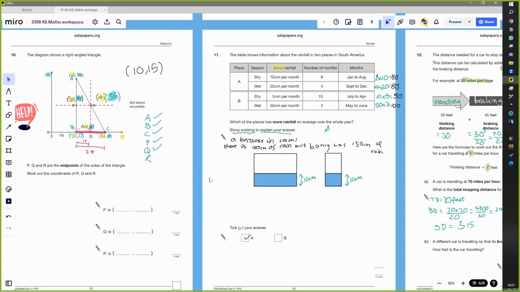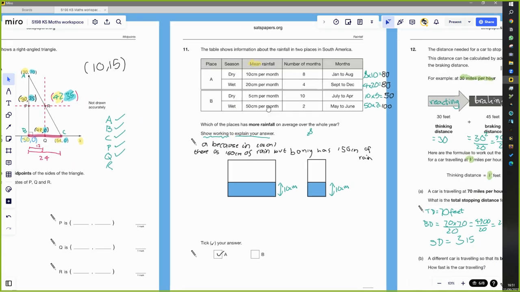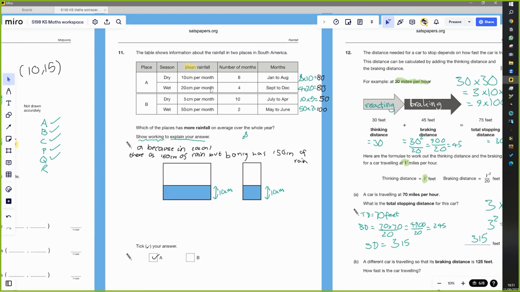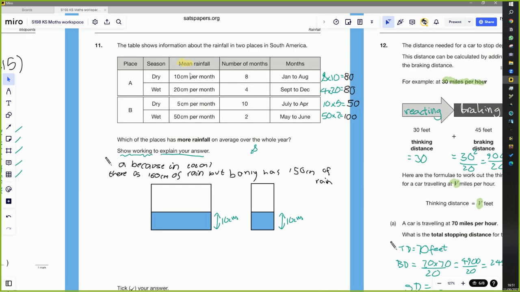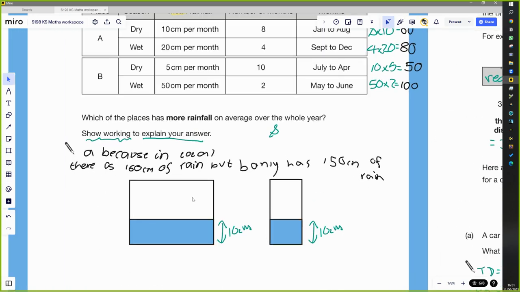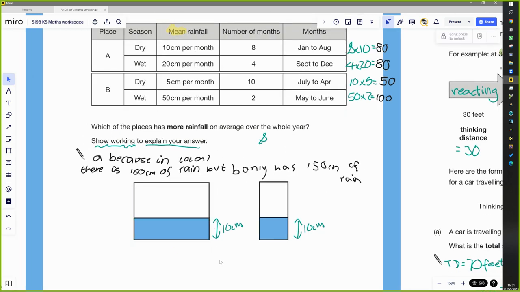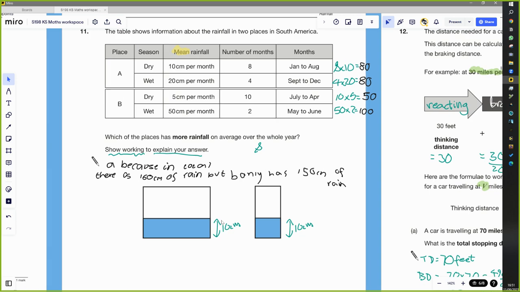Right, 11. We have a table here, and it's giving us the mean rainfall. Now, just to be clear, what does it mean, 10 centimeters a month? It means that if I had a container, sat it out in the rain for a month, it's going to fill up to 10 centimeters. And I won't go into the reasons why, because it's a bit of a tangent, but it doesn't matter the width of the container. It will always be 10 centimeters.